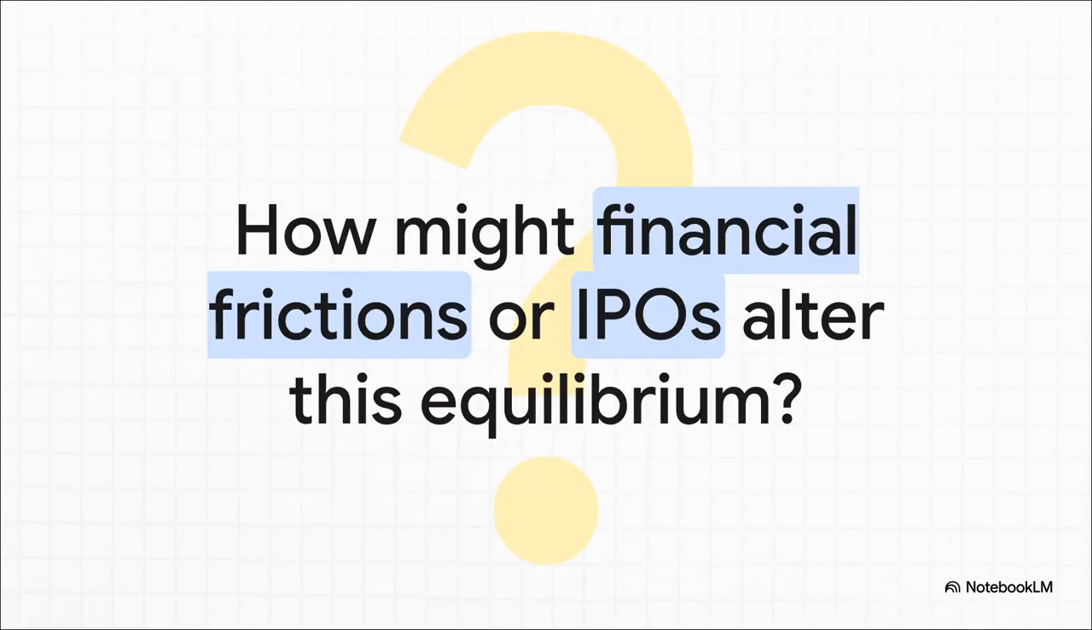And of course, like any great paper, this one doesn't just solve an old problem, it opens the door to a whole host of new, fascinating questions. What happens when you throw financial frictions into this model? Or capital gains taxes? What about the strategic incentive for a founder to make themselves replaceable before an IPO? This framework gives us a whole new way to start thinking about these issues.